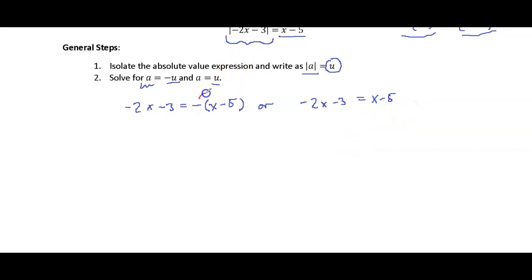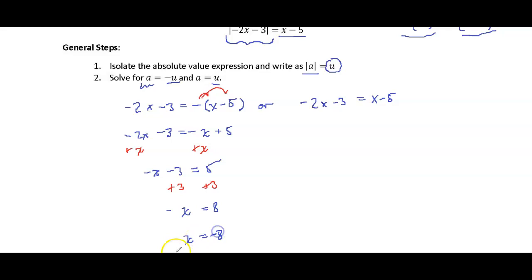We can distribute the negative sign, and now we have negative 2x minus 3 equals negative x plus 5. We can add x to both sides. That gets us negative x minus 3 equals positive 5. Adding 3 now, negative x equals positive 8, and that would mean that x equals negative 8. If the opposite of x is 8, then x is negative 8. Or we can divide both sides by negative 1, and that would simplify to x equals negative 8.